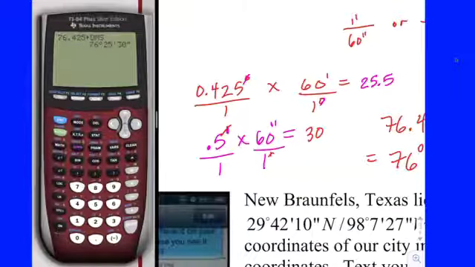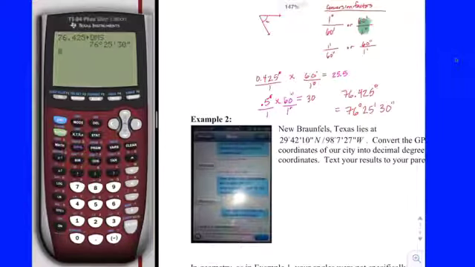Comments, questions, concerns that are not about the national championship game? Wow. Okay. So here we go.